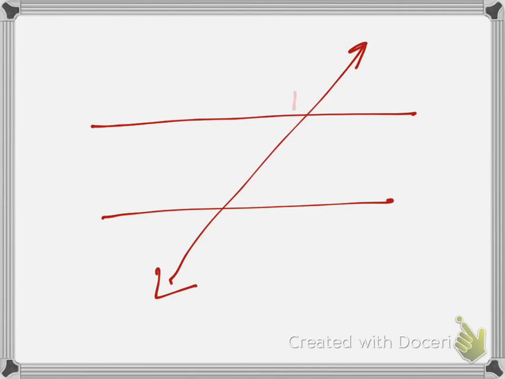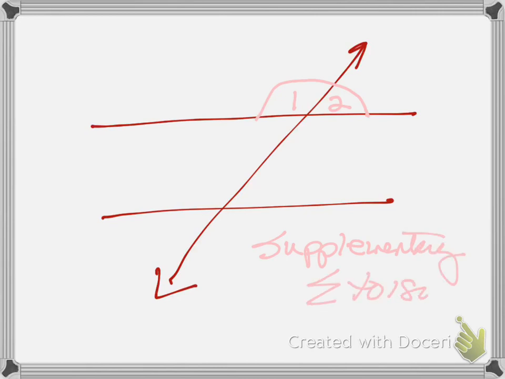Okay, if you have angle 1 and angle 2, these are on a line. So they are supplementary. And supplementary angles sum to 180. Okay, so then we'll do another pair that are supplementary.